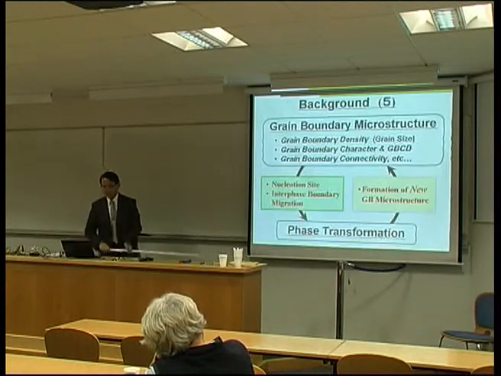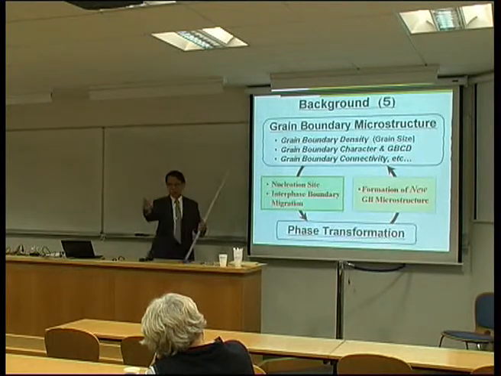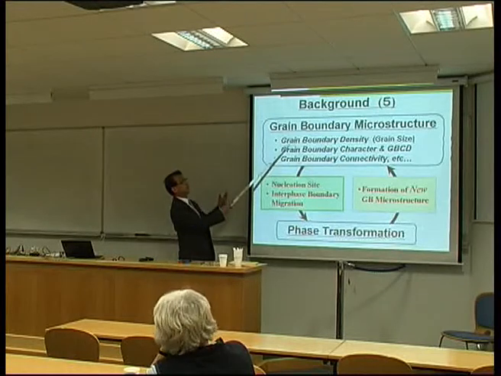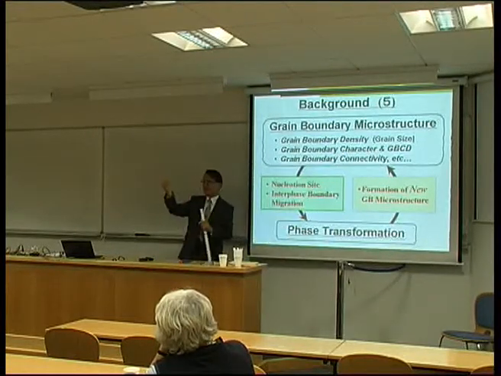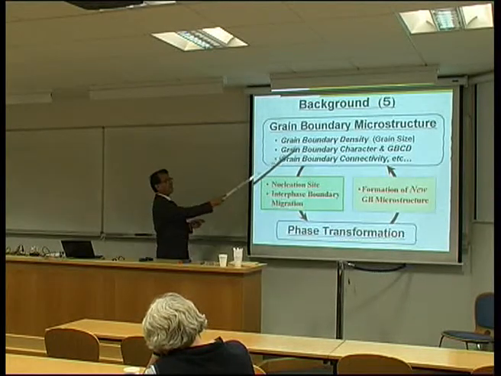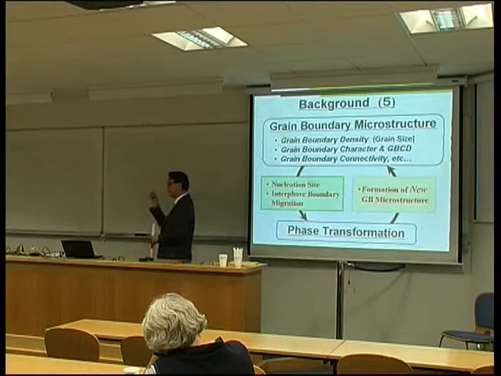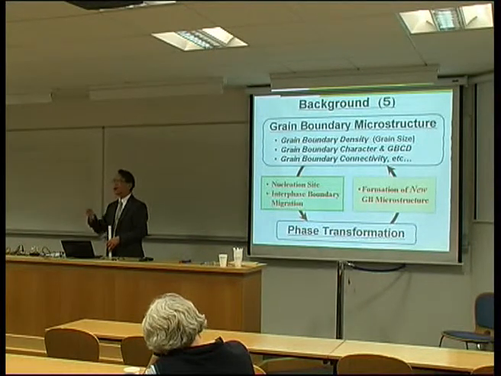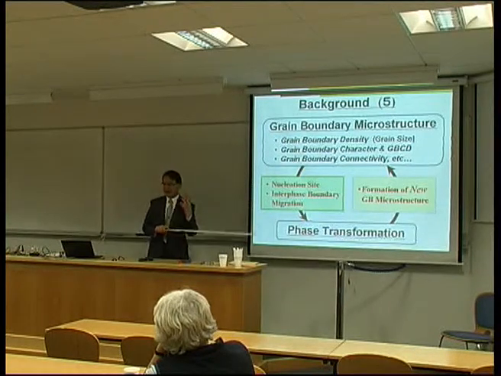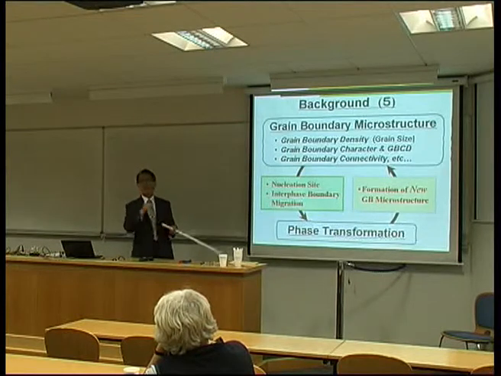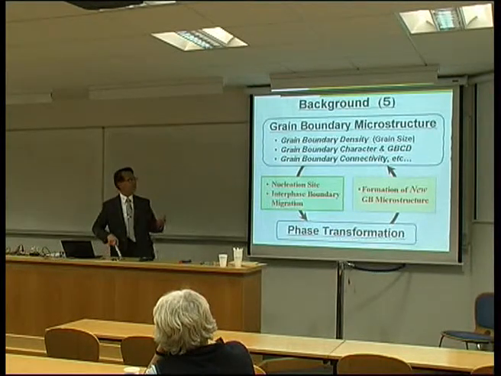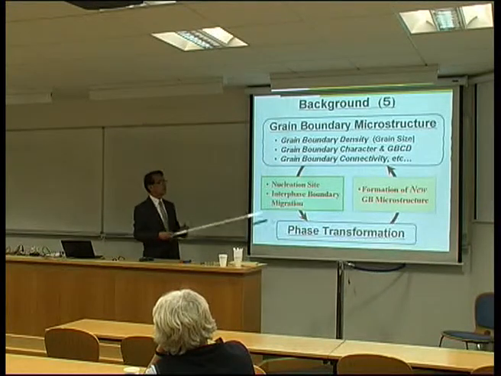So again, we wanted to study the relationship between grain boundary and microstructure. For example, grain boundary density means the grain size. So far, many people have studied the effects of grain size on phase transformation. That's the density of the grain boundary. Because we already know the grain boundary can be a preferential site for the nucleation of the new phase. But anyway, even until recently, we did not know the effectiveness of the grain boundary as a nucleation site of the new phase. So this is one of the reasons we studied this.